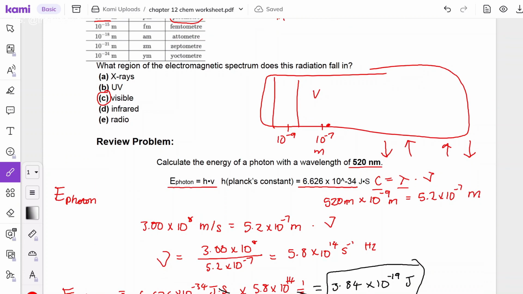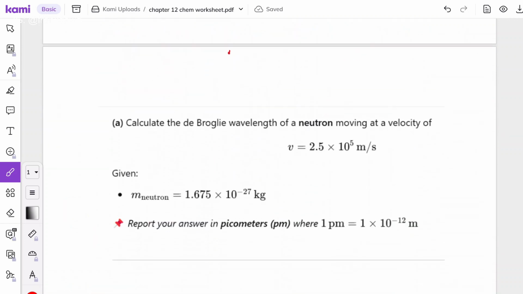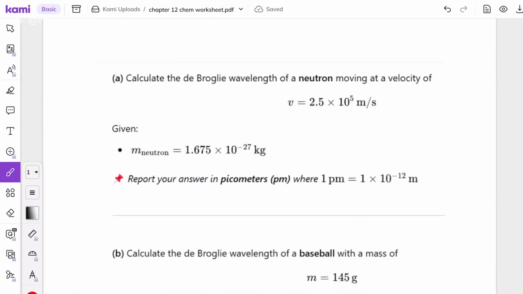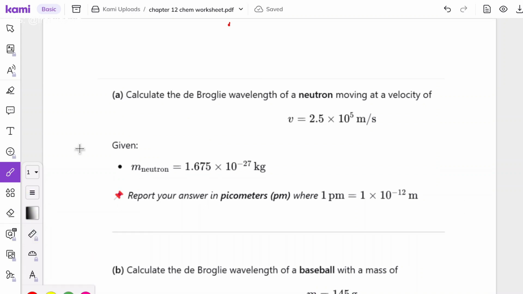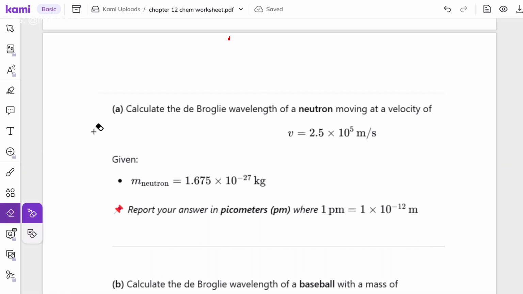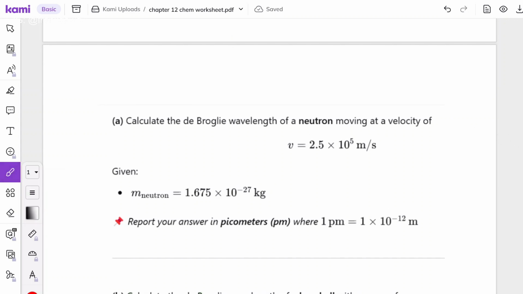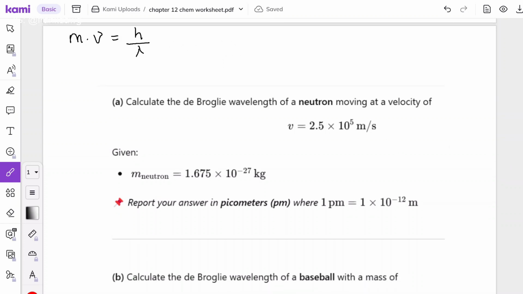Okay, now we have this part down. We can go on and do the de Broglie's, one of the word problems. So if you remember earlier, the de Broglie equation, combining both the momentum equations, is the mass times the velocity equal to Planck's constant divided by the wavelength. And over here it says calculate the wavelength. So for the first one, for A, you have to rearrange the equation to h over mass times velocity.